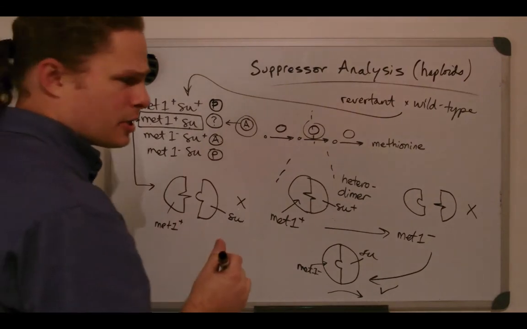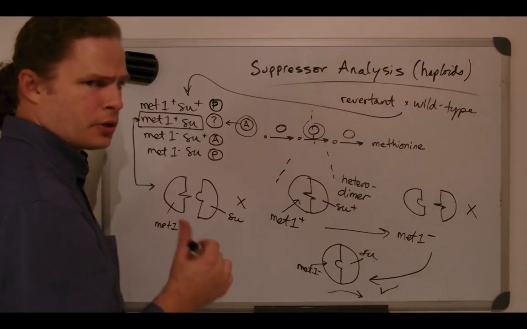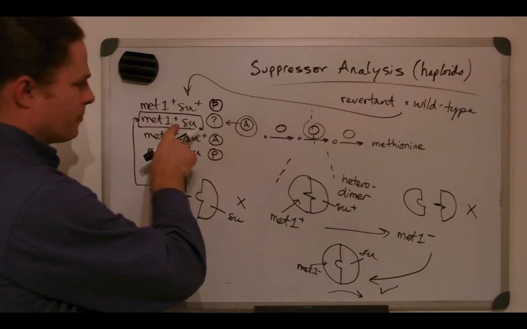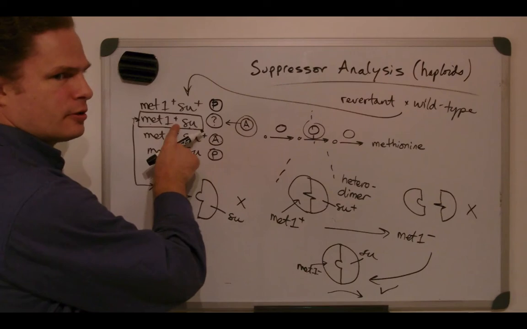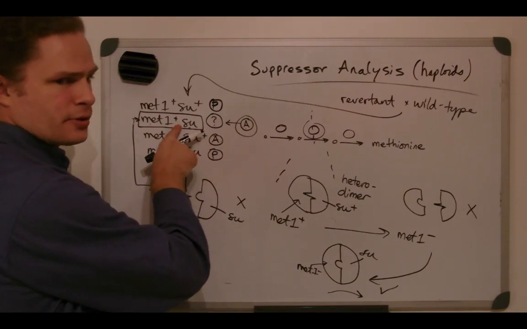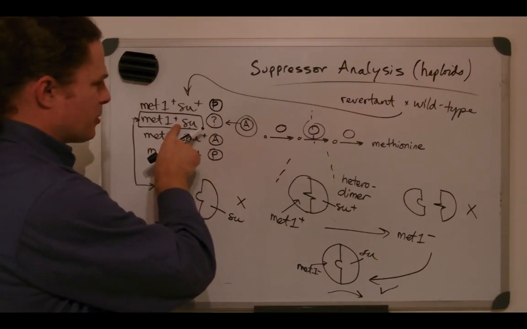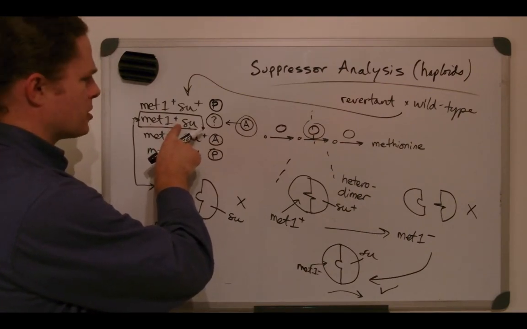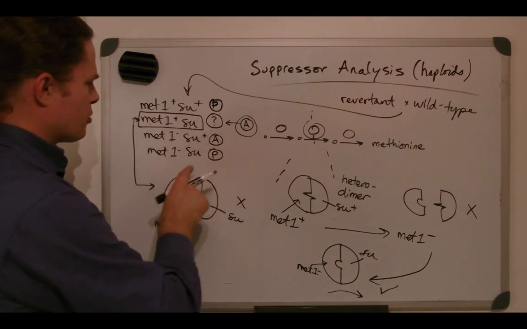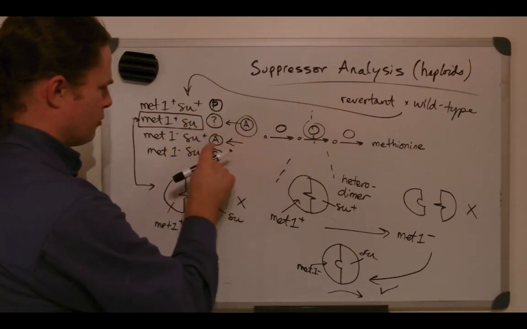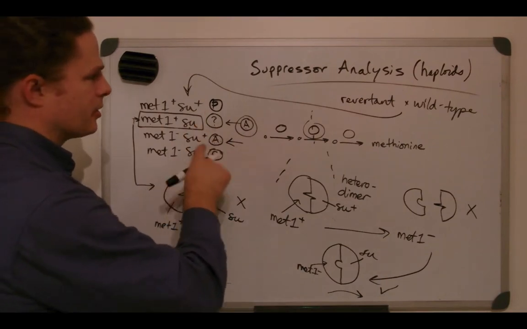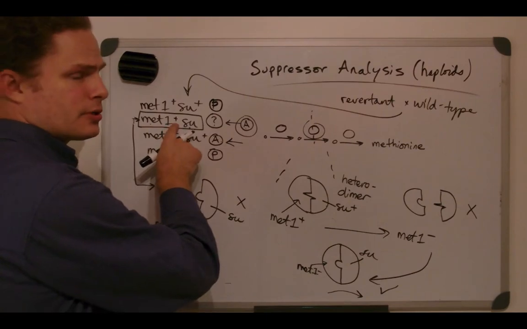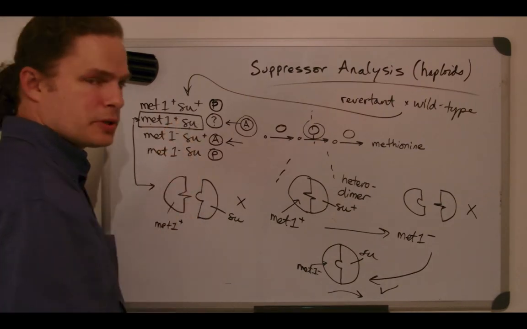So the key to distinguishing whether or not you're dealing with a heterodimer or a non-heterodimer suppressor is the phenotype of this genotype. If it's a heterodimer suppressor, this will be auxotrophic. If it's a non-heterodimer suppressor, this will be prototrophic. In the case of a prototrophic phenotype for this genotype with the non-heterodimer situation, then you will have only one auxotrophic genotype. This one will always be auxotrophic, regardless as to whether or not it's a heterodimer or not. But in the case of a heterodimer suppressor, this genotype will also be auxotrophic. So that's the key to distinguishing between those two types.